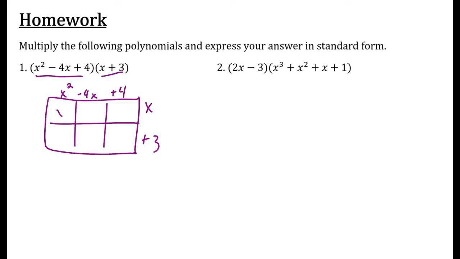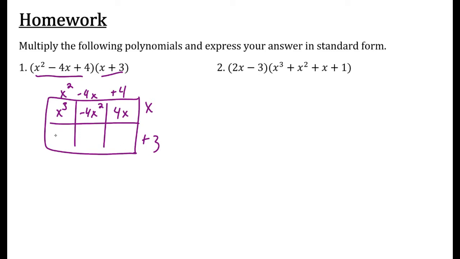X times x squared is x cubed. X times negative 4x is negative 4x squared. X times 4 is 4x. Remember, exponents are repeated multiplication, so the fact that I'm multiplying by another x adds 1 to my exponents. Now I'm going to distribute in a 3. These tables are just an organized way to apply the distributive property.